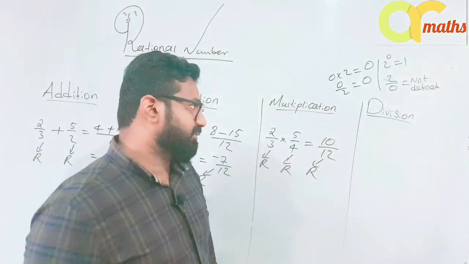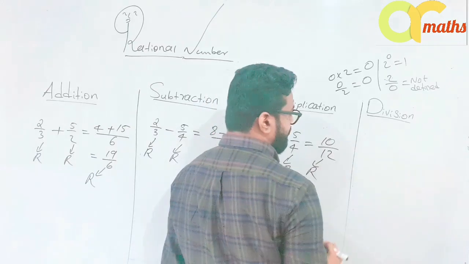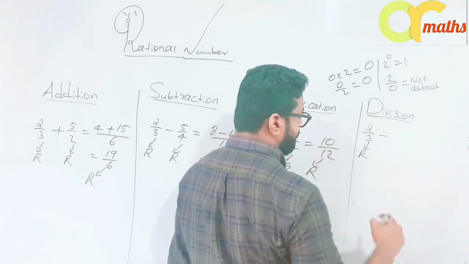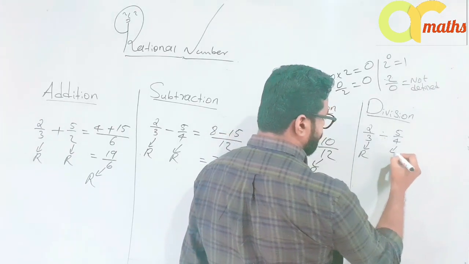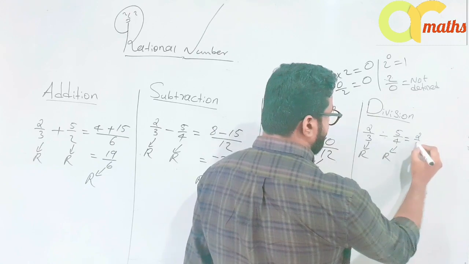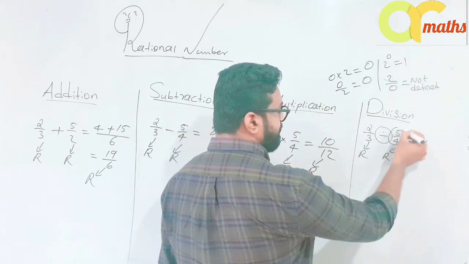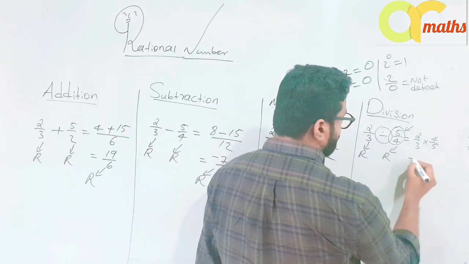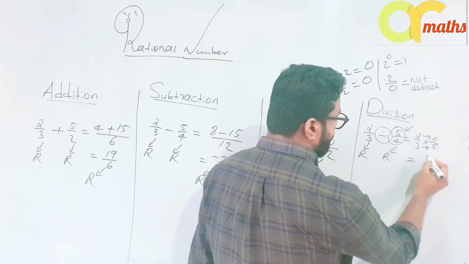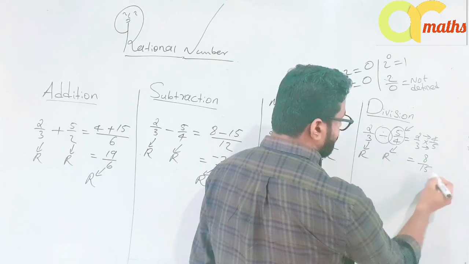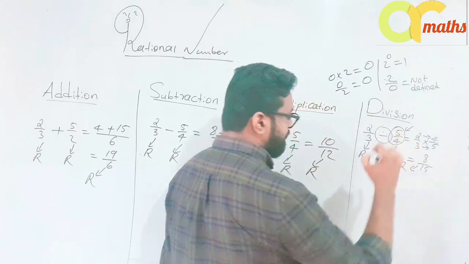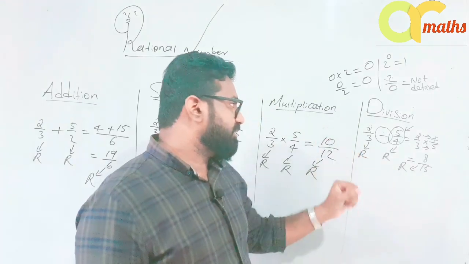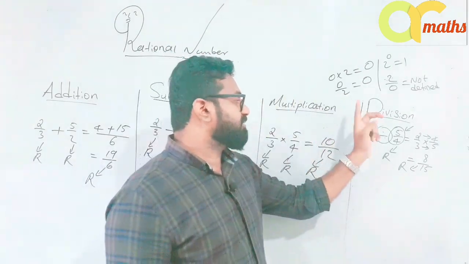Okay, then division. Take a rational number, I am taking 2 by 3. This is a rational number. Divide by another rational number, 5 by 4. What is the answer? 2 by 3 into, when you are changing division into multiplication, take the reciprocal. What is the reciprocal of 5 by 4? That is 4 by 5. So the answer is 2 into 4 is 8, 3 into 5 is 15. So 8 by 15 is a rational number. The input is a rational number and its output is also a rational number. In this case, rational numbers are closed under division.